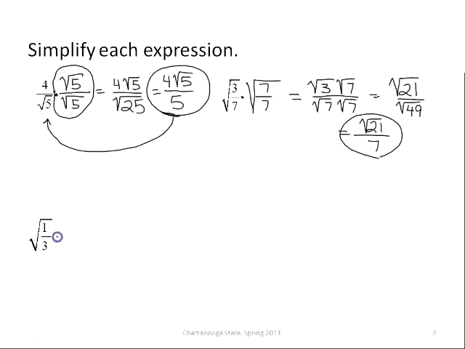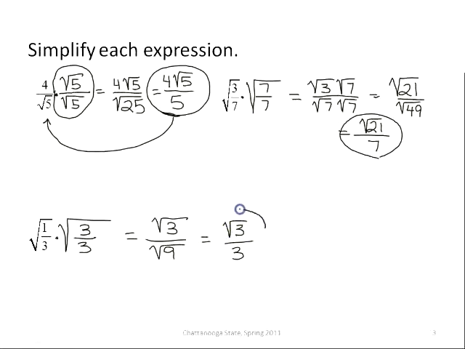Let's look at one more, the square root of 1/3. To make that 3 come out of the radical, I want it to become a perfect square. So I'm going to multiply by the square root of 3 over the square root of 3. So that will give me the square root of 1 times 3, which is 3, in the numerator, and the square root of 3 times 3, which is 9, in the denominator. So the denominator is a perfect square. I can take it out of the radical, and that would leave me with the square root of 3 over 3.